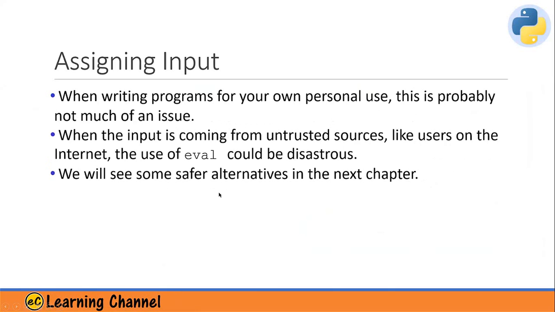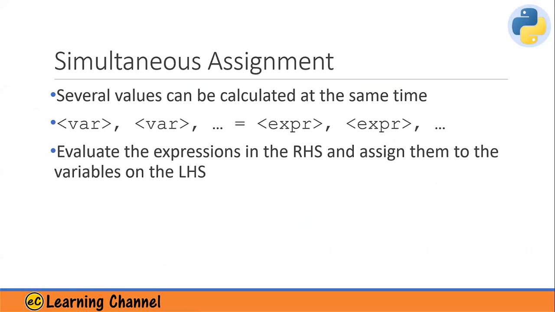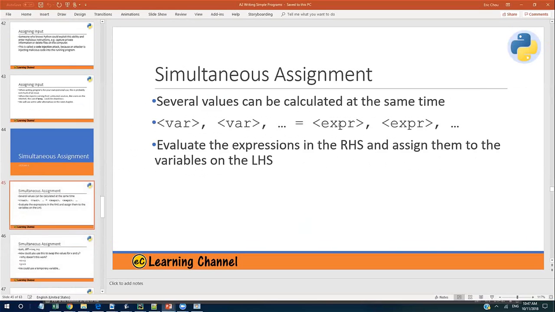Okay. And assigning input here, when writing for your own project, this is probably not much of an issue. Usually it happens when you go to bigger corporate programming. So simultaneous assignment, you can assign several variables at the same time. A, B, C with 1, 2, 3. Okay, that's actually possible.